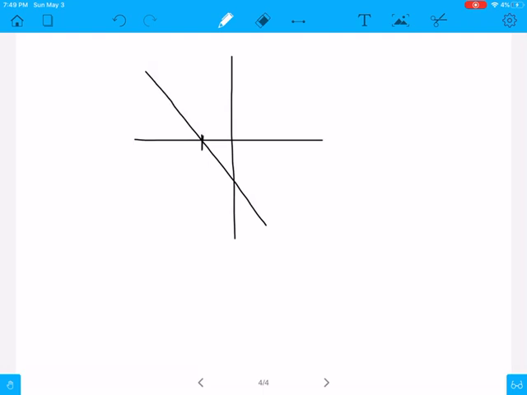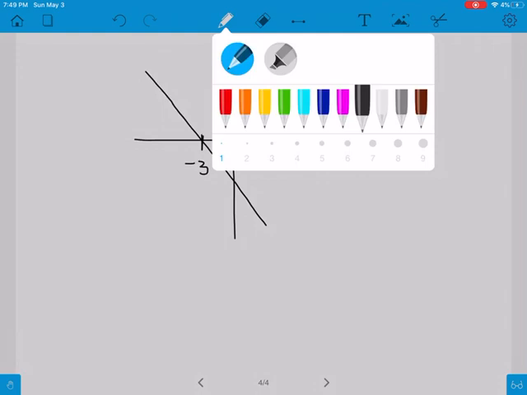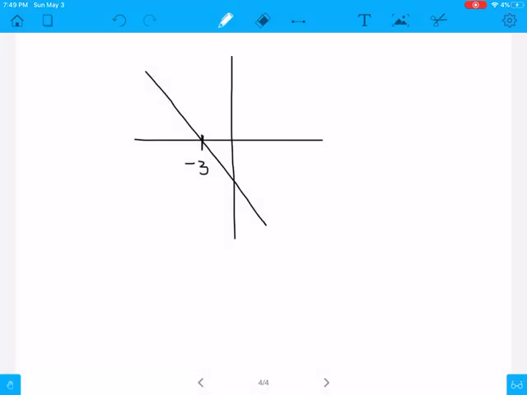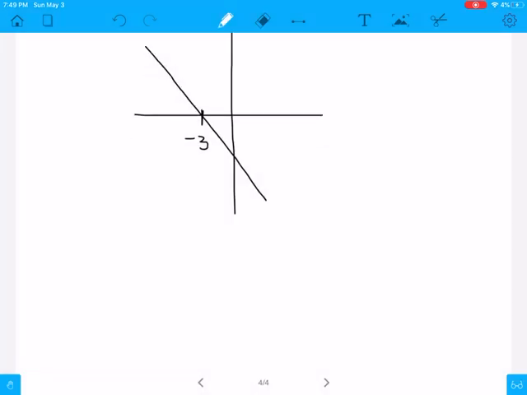And then we found that this was negative 3. When I told you to find the absolute value of that linear function, anything that was below actually was written above. So it ended up being like this, and this would go away. And that's how we get our absolute function.